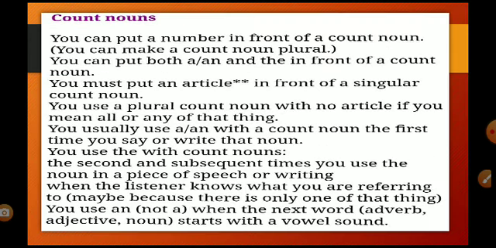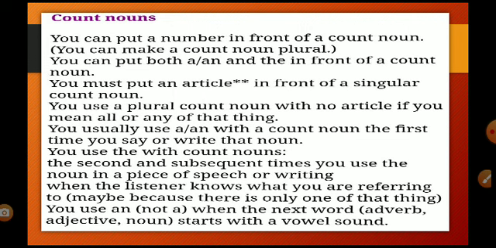Now, countable nouns. You can put a number in front of a countable noun. You can make a countable noun plural, as we know. You can put a, an, and the in front of a countable noun. You can put an article in front of a singular countable noun, and you can use a plural countable noun with no articles if you mean all or any of that thing.